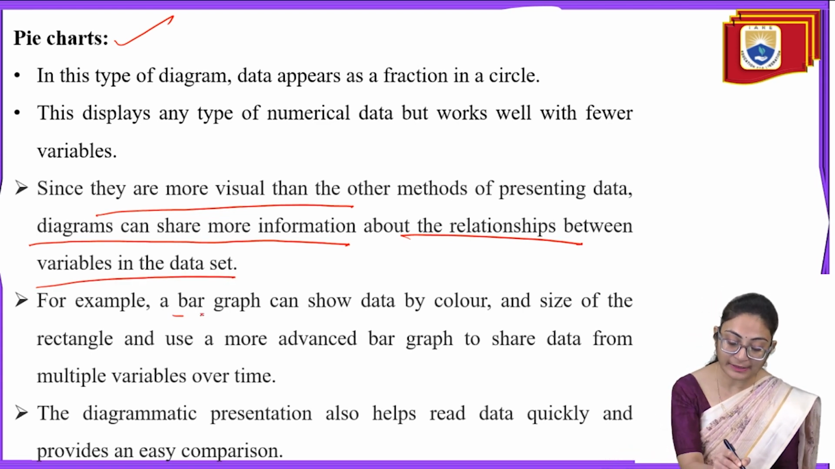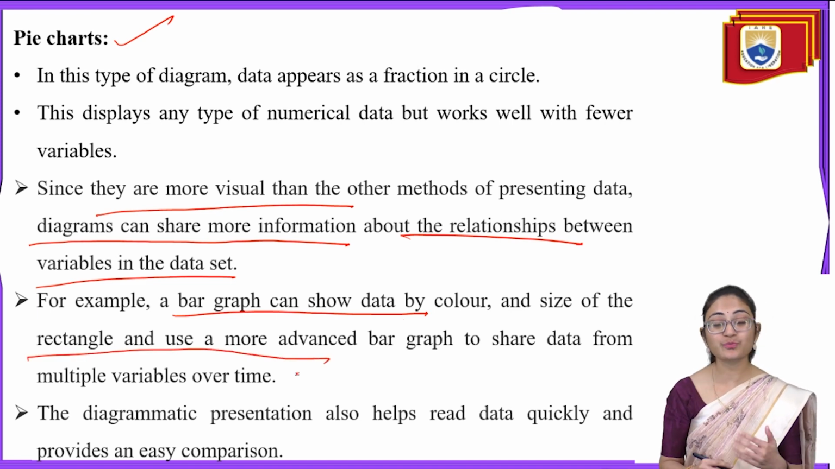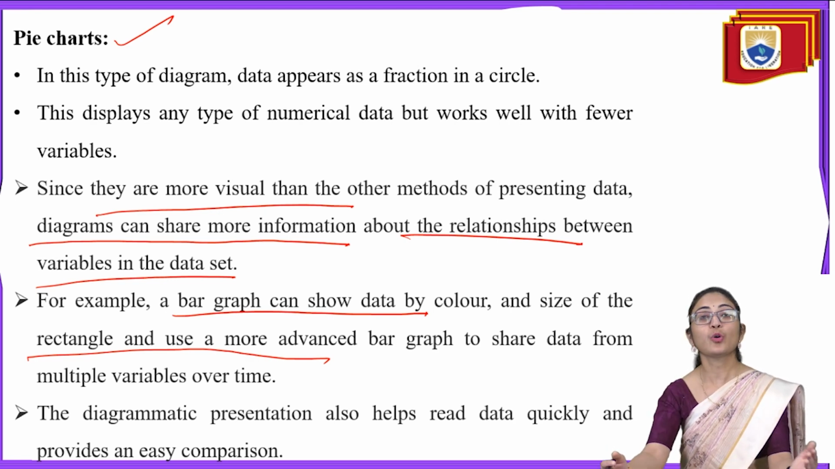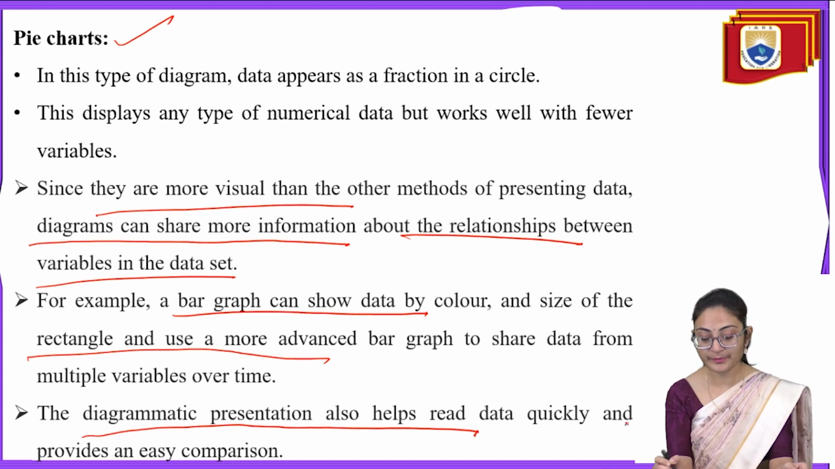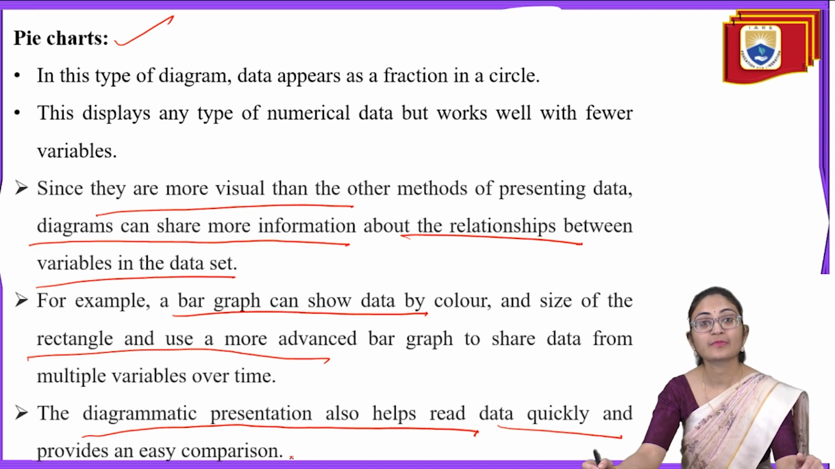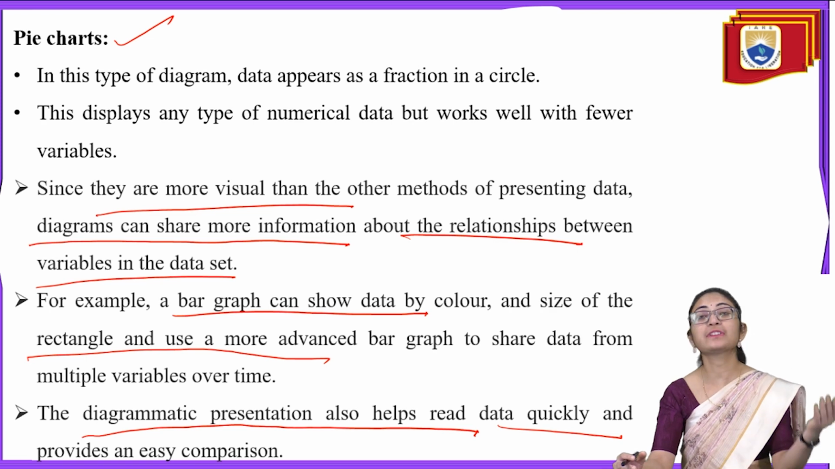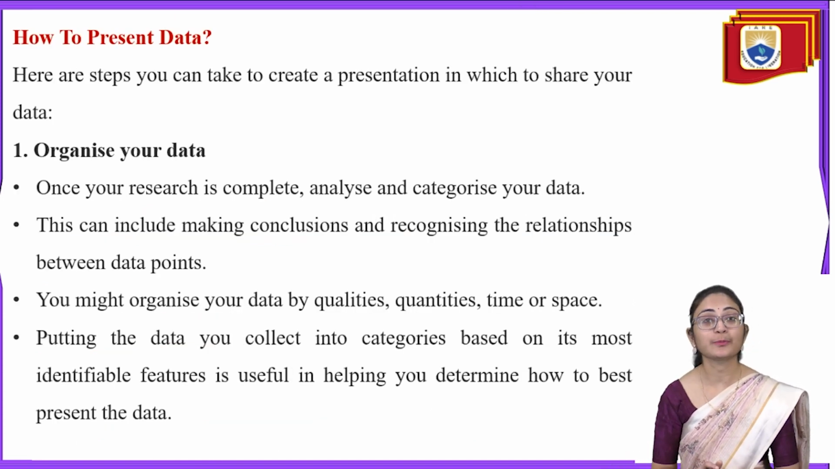For example, a bar graph can show data by color and size of the rectangle, and you can use a more advanced bar graph to share data from multiple variables over time. The diagrammatic presentation also helps you see data quickly and provides an easy comparison. So with a pie chart, we will show the data in the form of a circle and it will be very easy to visualize the information.